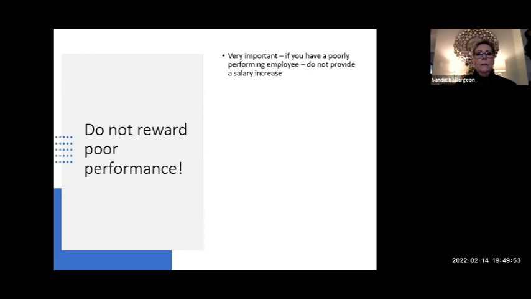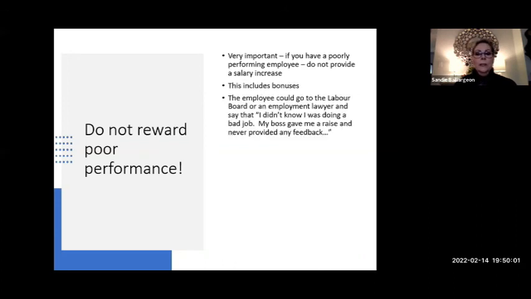This is extremely important. If you have a poorly performing employee, do not provide a salary increase, and this includes bonuses as well, because they can then go to the labor board or an employment lawyer and say, I didn't know I was doing a bad job. My boss never gave me any feedback. And by the way, I got a raise.